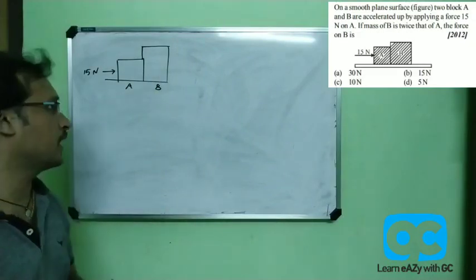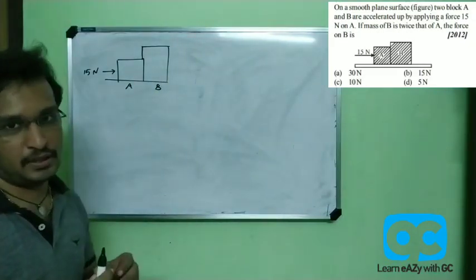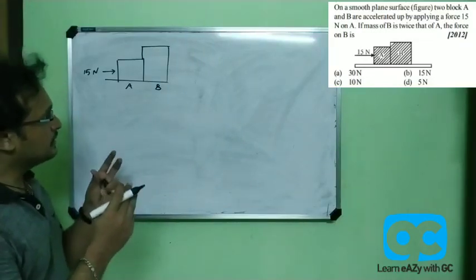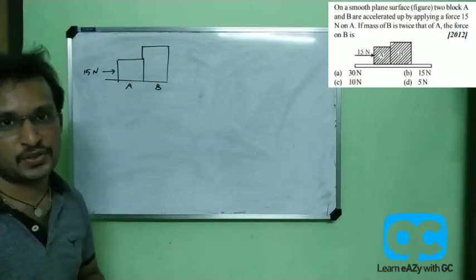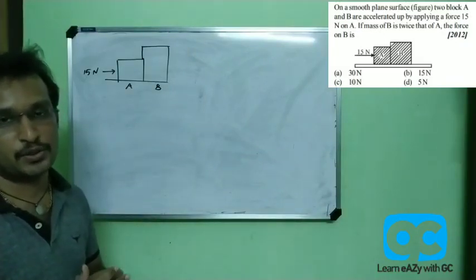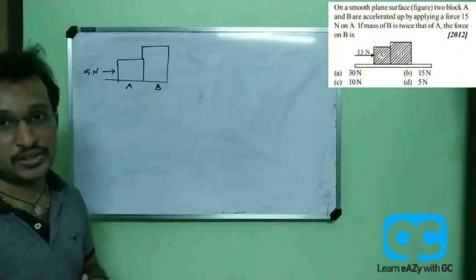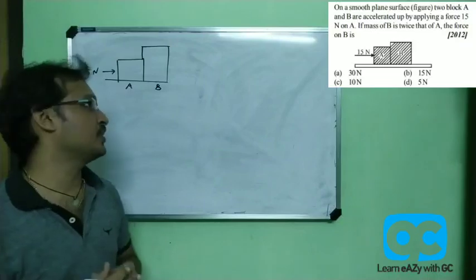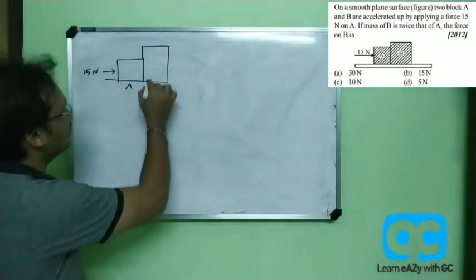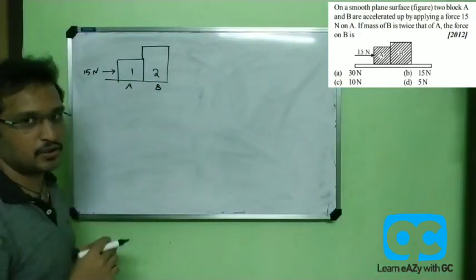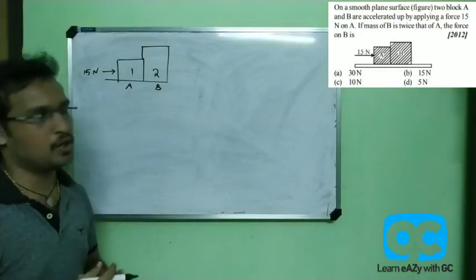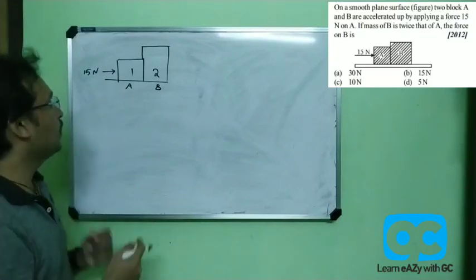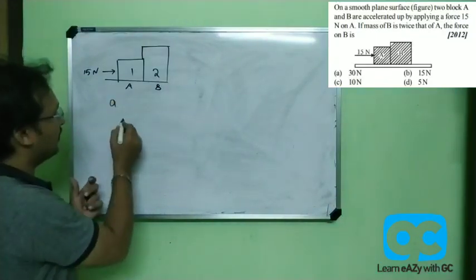It's a simple question. If this type of question comes in your exam, what you have to do is just find the common acceleration first. These are bodies connected together, or questions related to contact forces like that. First you have to find the common acceleration. Since mass of B is twice that of A, you can assume that mass of B is 2 kg and mass of A is 1 kg.